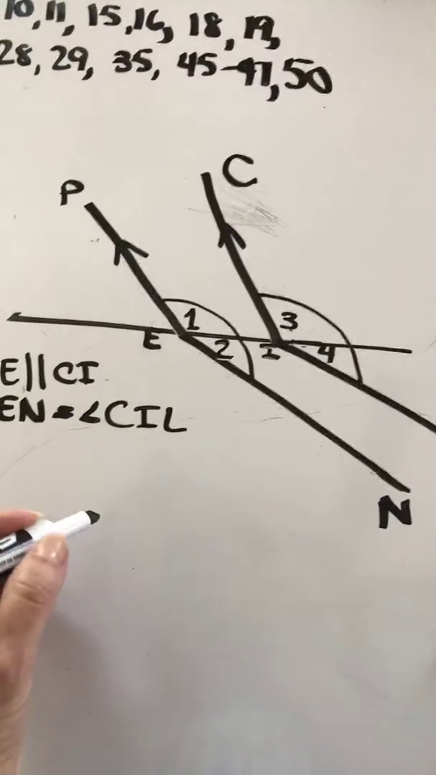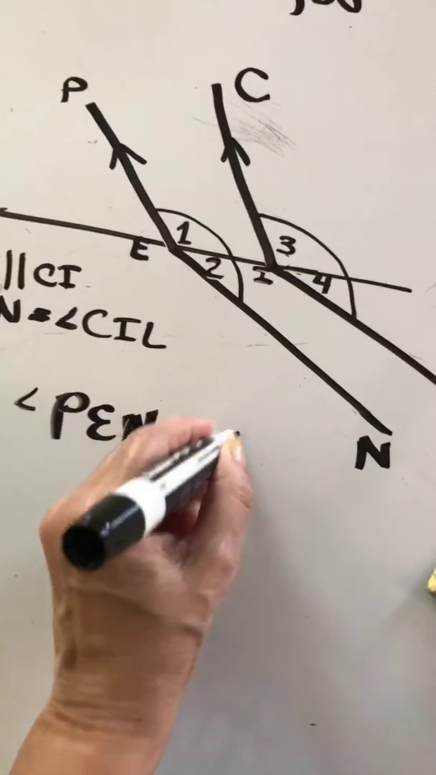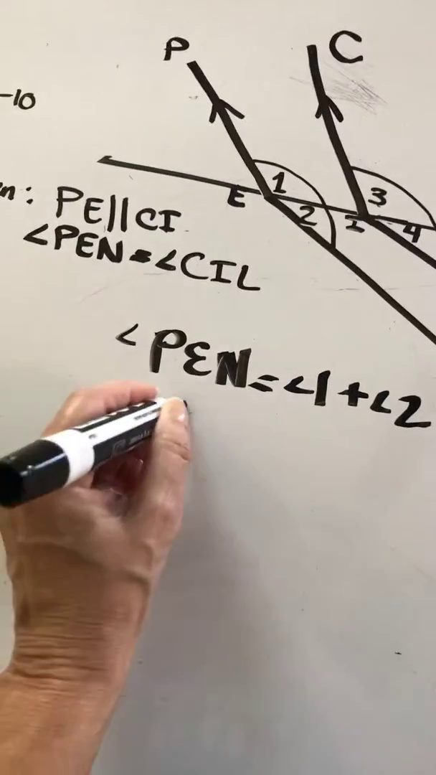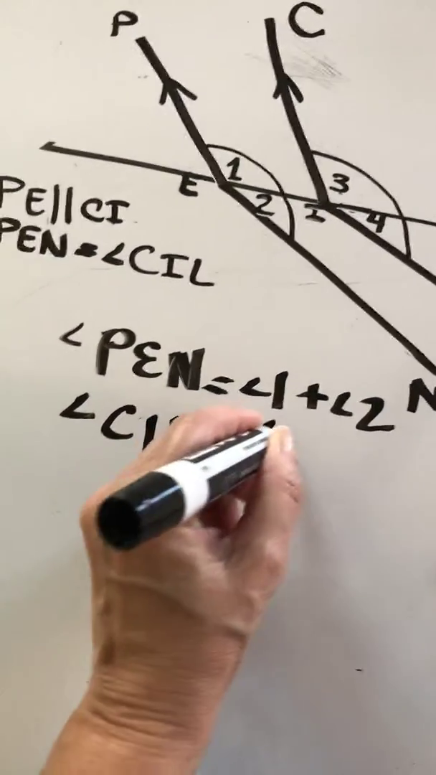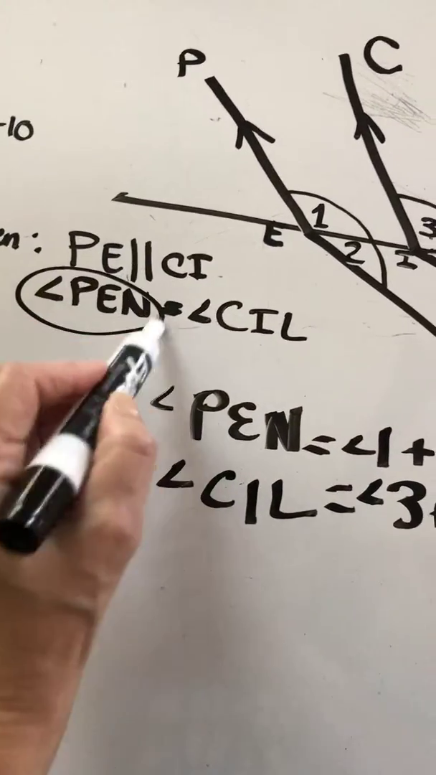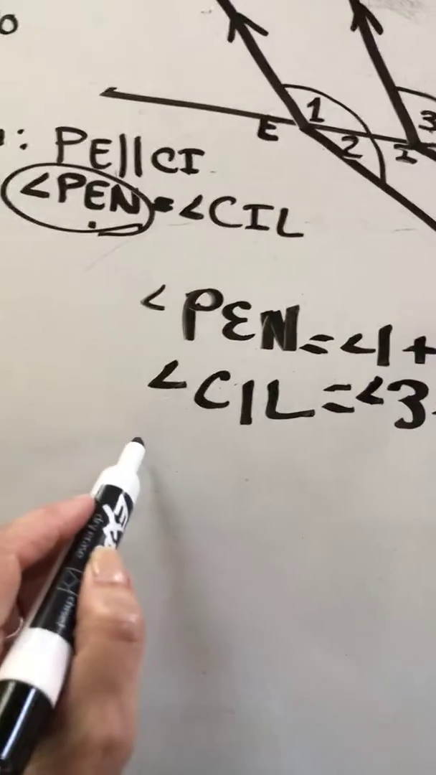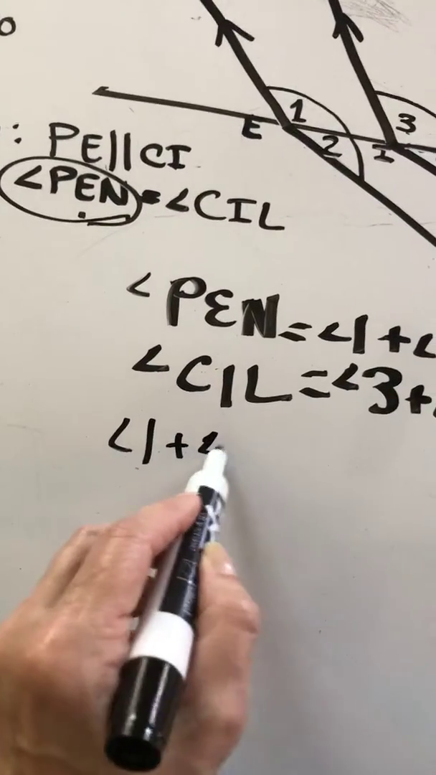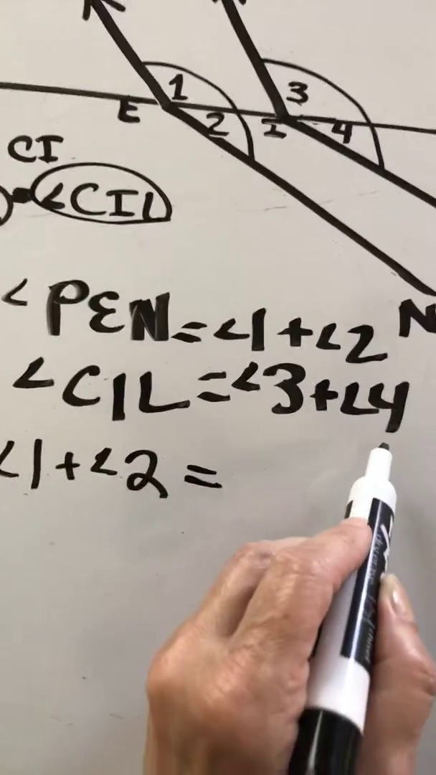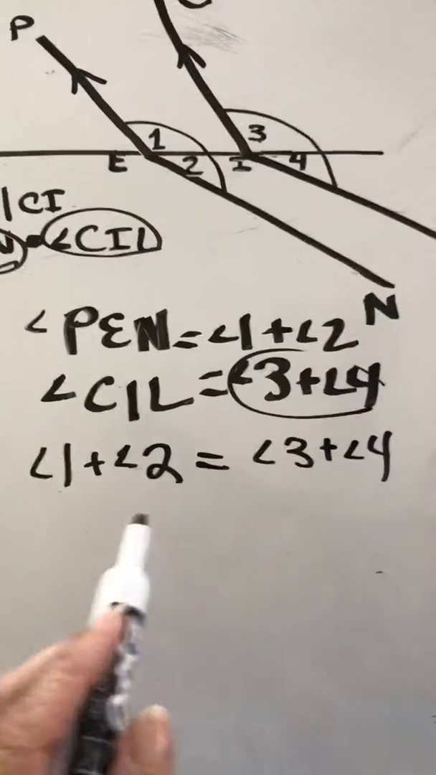All right, so notice number 9 says angle PEN equals angle 1 plus angle 2. And it says angle CIL is equal to the sum of angle 3 plus angle 4. Look what we have here, PEN. So number 10 for PEN substitutes 1 and 2. Says angle 1 plus angle 2 equals, and for up here, this given part, it substitutes what CIL is equal to, angle 3 plus angle 4. So 10 is substitution.